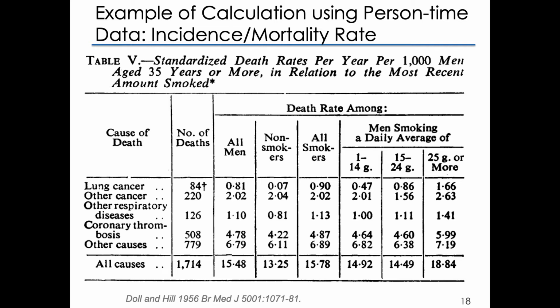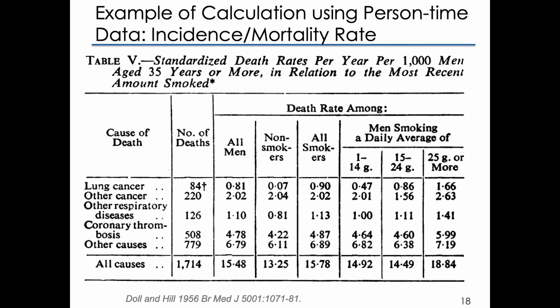And then they have a death rate, which if we look back at the title, it says death rates per year per 1,000 men, or in other words, per 1,000 person years. So they have 84 lung cancer deaths, which gives us 0.81 deaths per 1,000 person years. And among the non-smokers, the death rate was 0.07 deaths per 1,000 person years. And in the smokers, it was 0.9 per 1,000 person years.